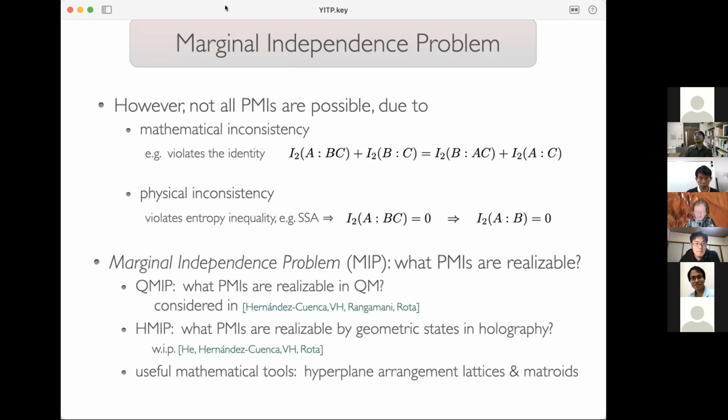Great. So how is the bulk gravity going to emerge from all this? Well, good. So let me try to build up to that.